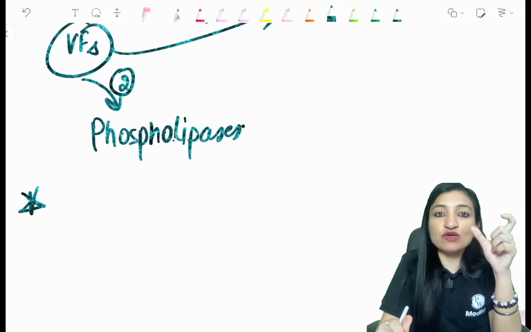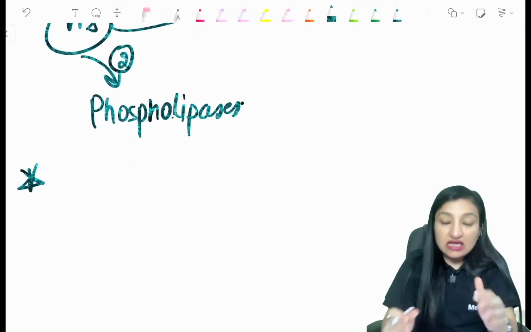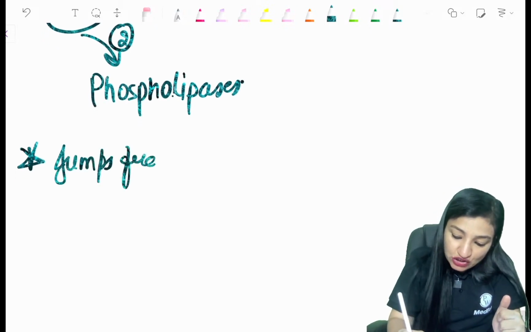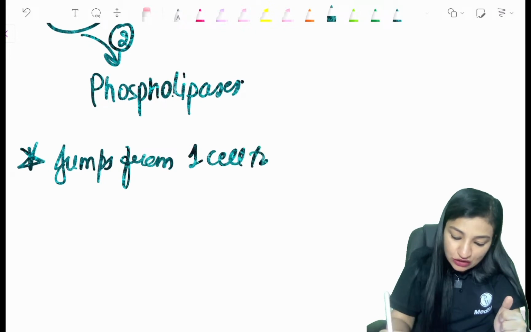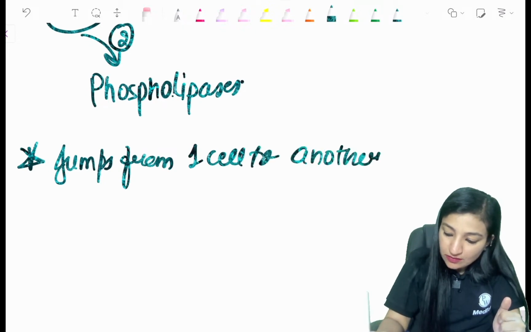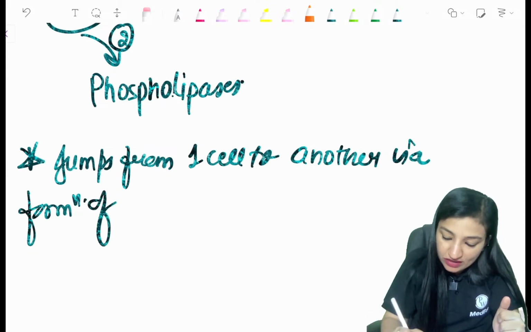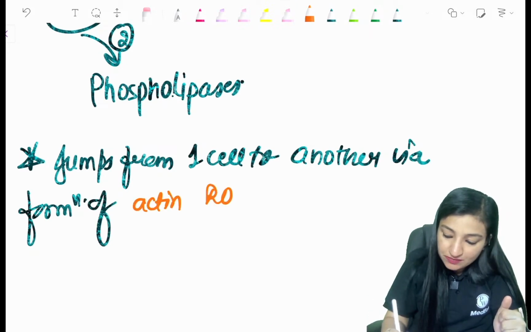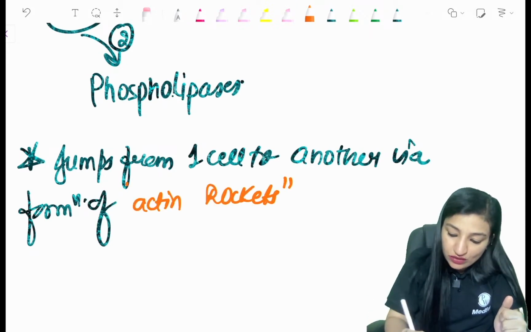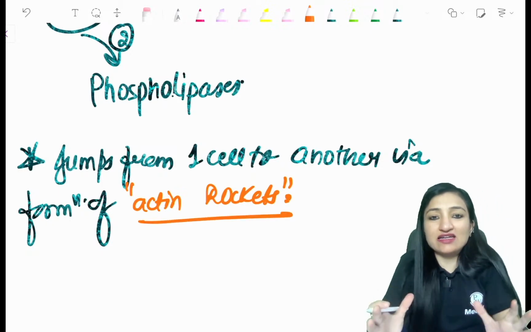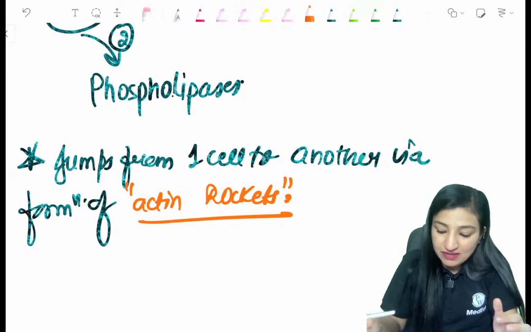The special name of motility is tumbling motility. Then another unique feature is that it jumps from one cell to another via formation of what is known as actin rockets. Actin rockets. Now we are going to learn how exactly these actin rockets are formed and what they are basically.